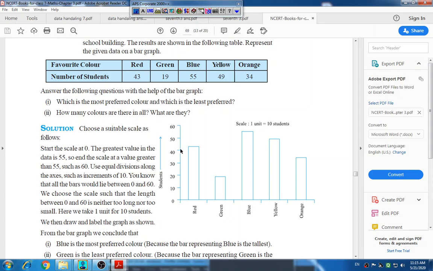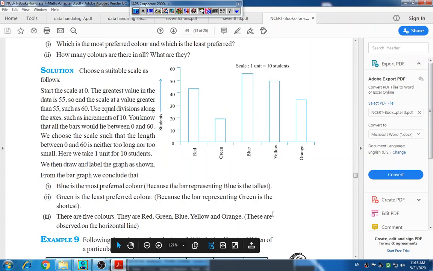So when you use the graph paper, you can see the lines between each unit, and with the help of this line you can easily measure 1, 2, 3, 4 as like that. Look at here, so 43 is between 40 and 50. 43 red, 19 green, so the marking is between 10 to 20, near 20. Blue 55, yellow 49 and orange 34. As like that you can draw the bar graph.